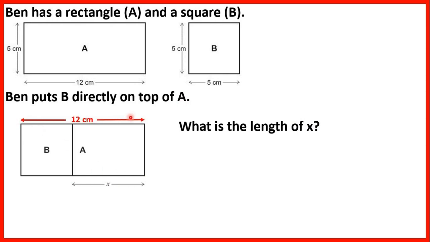We know that the total length will be 12, so the same as the length of shape A, because B is placed directly on top of A. We also know that the length of B is 5 centimeters, because we have 5 centimeters shown here. So really, to find the length of X, we have 5 plus X equals 12. 12 minus 5 is 7, so 5 plus 7 is 12, which means that the length of X is 7 centimeters.